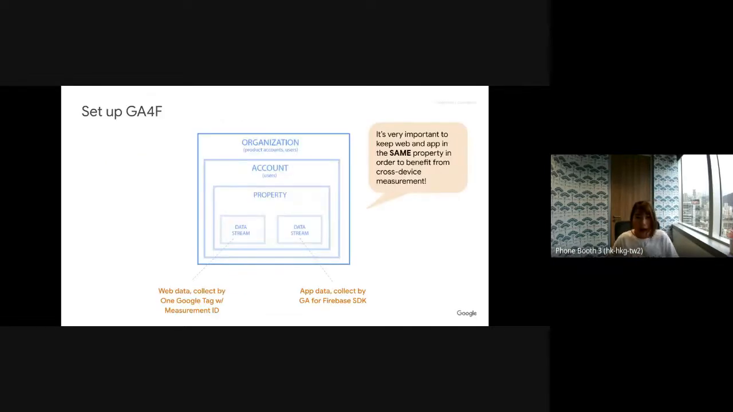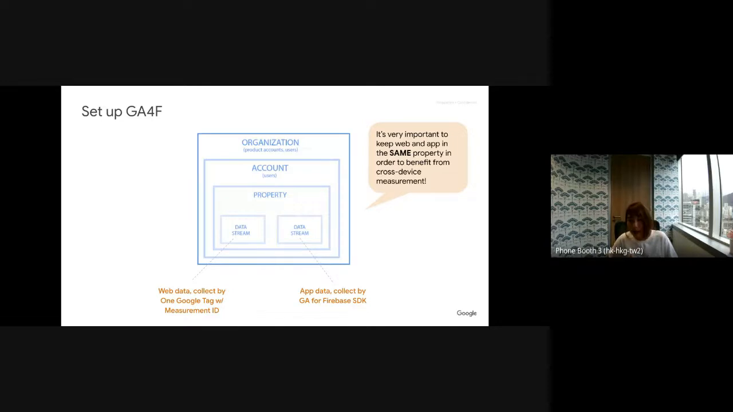So on the account setup, one thing I want to call out here is it's very important to understand and set up the right account structure. If you have web data, you might have a web stream to collect the data from the web tagging. You also have the app data stream to collect from the app side. If they are for the same business, then it's better to collect these app and web streams on the same property.